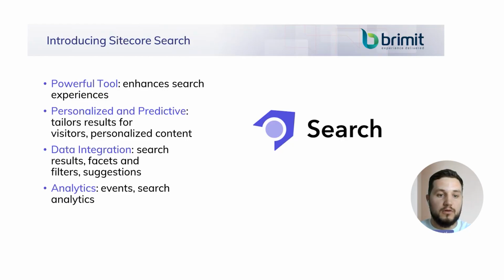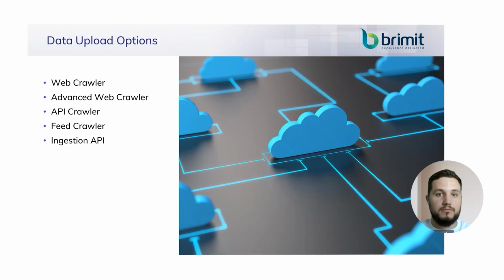And of course, first we need to talk about how you can upload data in Sitecore Search. Sitecore Search provides several ways to upload data for search. The first way is the web crawler. It is a basic tool that moves through your content by starting at a specific point and following links or using a sitemap. It is easy to set up, requires no coding, and is user-friendly.